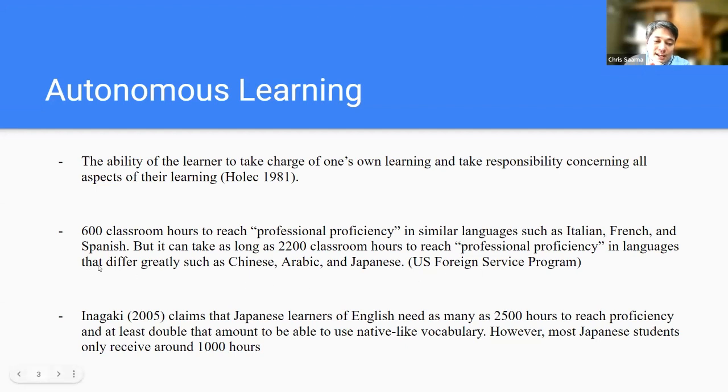They also say that in order to learn Chinese, Arabic, or Japanese, languages which are much more distant from English, you probably need about 2,200 classroom hours to reach professional proficiency. There are other opinions on this. Personally, I think you probably need more. For example, Inagaki claims that Japanese learners of English need about 2,500 hours to reach proficiency, and at least double that to use native-like vocabulary. But most Japanese students probably receive somewhere around 1,000 hours.